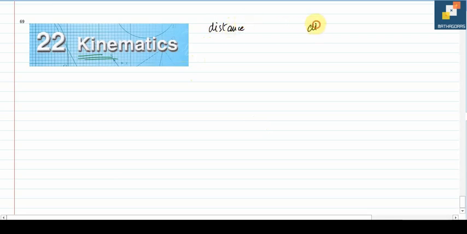Alright class, in this session we are going to start the new exercise on the topic kinematics. Kinematics we had done in maths as well. So in kinematics we are going to discuss distance, displacement, velocity and acceleration. These four are important parameters that we are going to discuss in this topic.